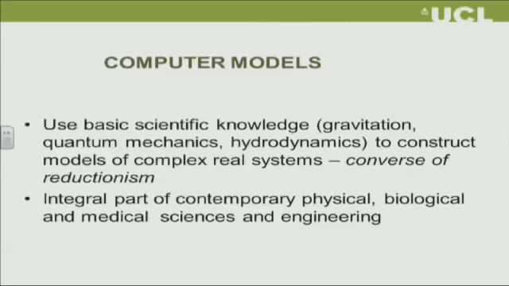So what do we do in computer modeling? Well, it's an interesting kind of conceptual area. We use very basic scientific knowledge, for example, our knowledge of gravitation, quantum mechanics, which is the basic knowledge of how electrons behave in atoms and molecules, and hydrodynamics, we'll give examples later on. So we use this basic knowledge to construct models, converting complex real systems. And you can think of it as the converse of reductionism.